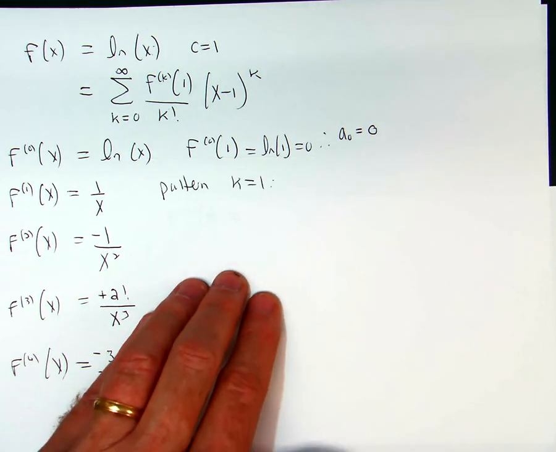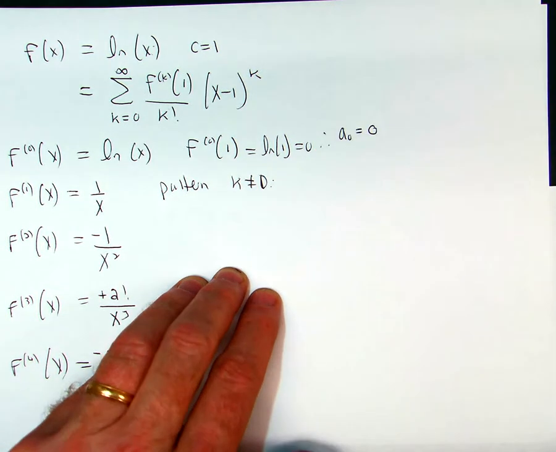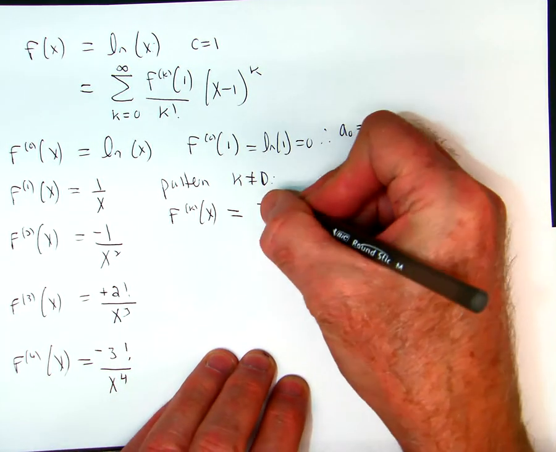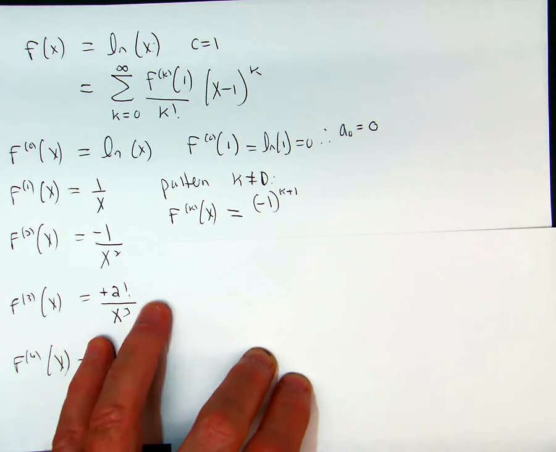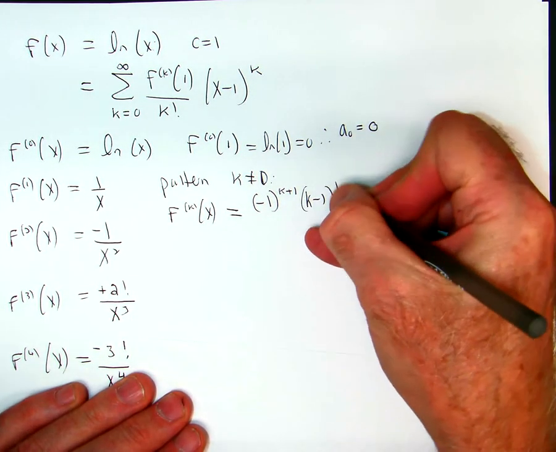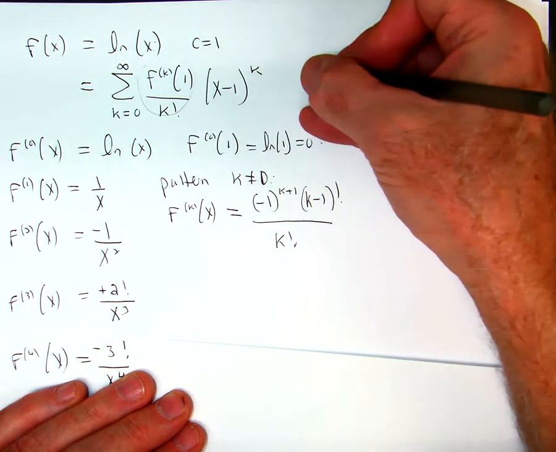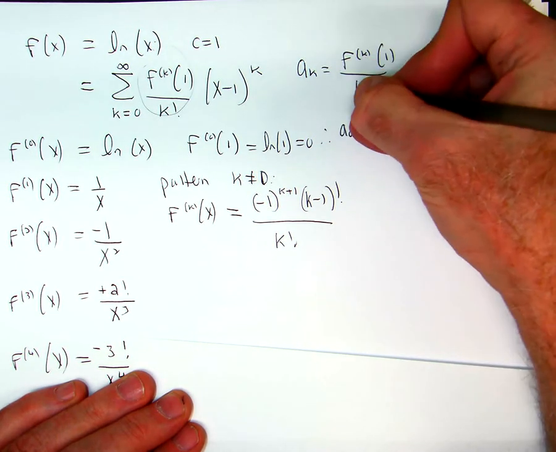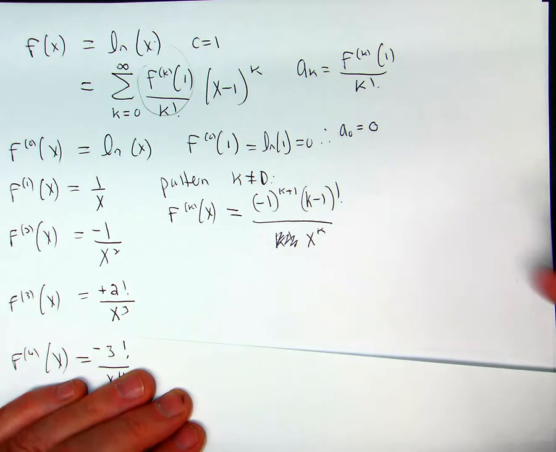Now I look for my pattern for k not equal to 0, so for all the other k's. So I look at that, and what's my pattern? Well, the kth derivative is going to be negative on even k. So I use that. Notice I get a factorial that's 1 less than the index. So I get k minus 1 factorial all over x to the k. Oops, sorry, that's not k factorial, that's x to the k, right? Sorry, that's really silly. I'm sorry about that.